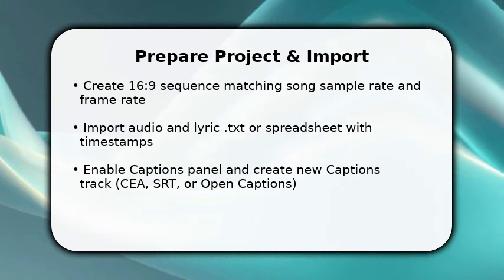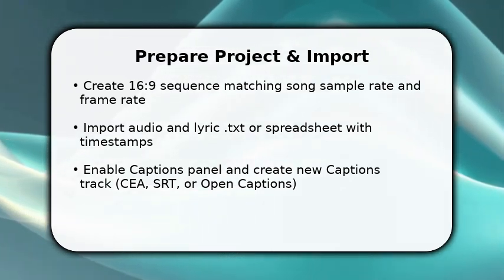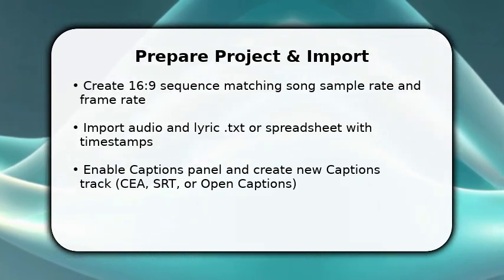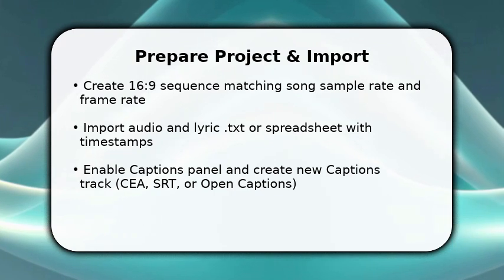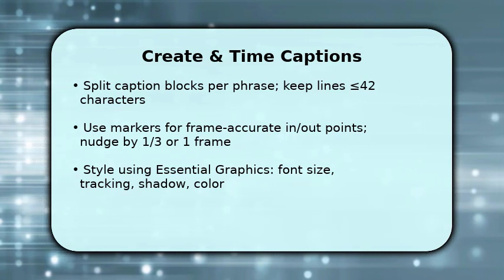Now, play the audio and set a marker at the first sung word. This gives you a precise anchor. From here, you'll add caption blocks tied to those markers so timing stays accurate. You'll now build caption blocks for each lyric phrase and align them to markers for frame-accurate timing.